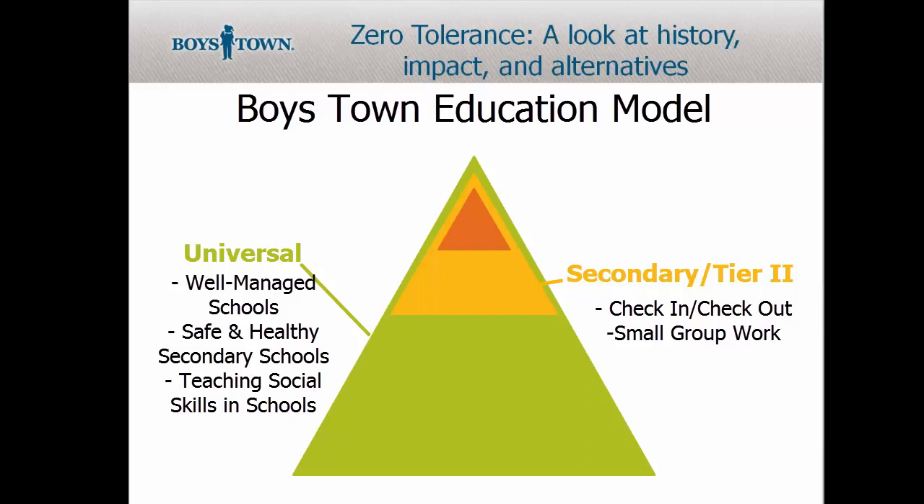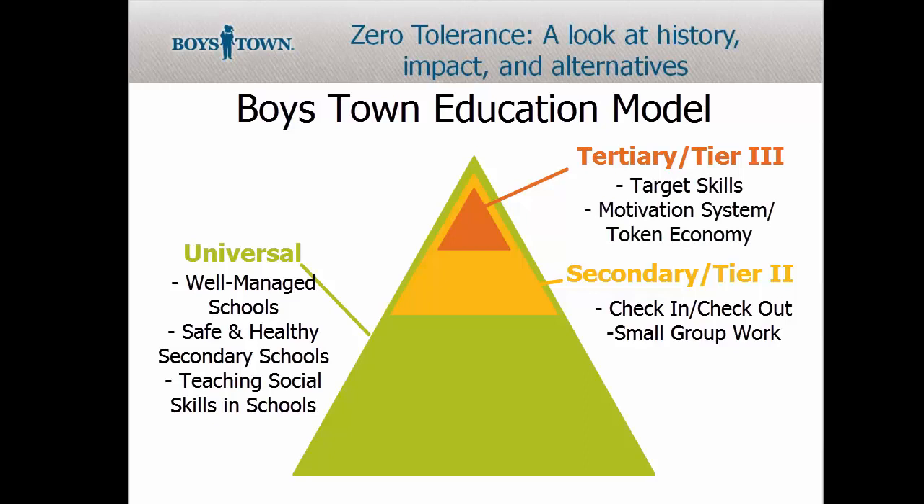So really being able to include these specific skills in all levels of the tiers, in all tiers. And then if you look at that top tier, we may identify that one target skill. The one skill that we want to focus on with that individual student to help them be more successful in a universal setting. And sometimes that's going to require some level of motivation or token economy. So we're going to have to look at what really motivates that child.